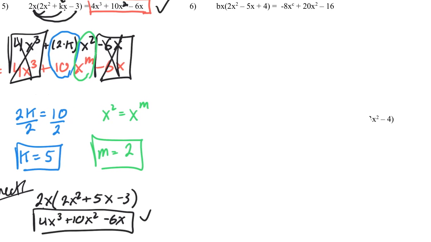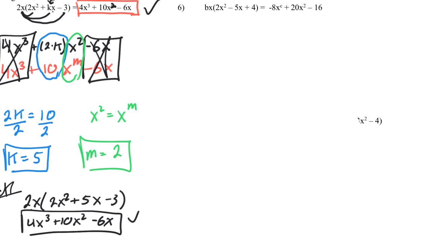All right, let's do another one. We're going to start by simply doing our distribution. And if we have any coefficients that are unknown, we're just going to write them as multiplication. So we're going to go ahead and distribute. We're going to have bx times 2x squared. Normally we would take b times 2, and then x times x squared is x cubed.